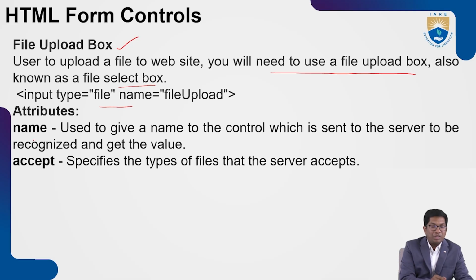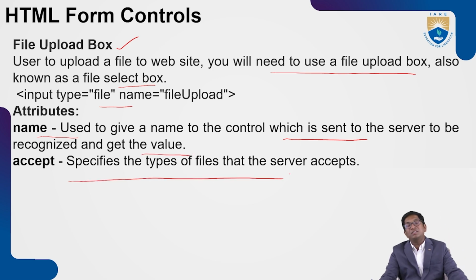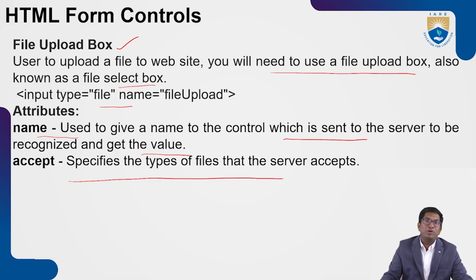Right. In this we have two attributes: one is name, another one is accept. Name is to identify the field, which is sent to the server to be recognized and to get the value. And accept specifies the type of file that the server accepts. Suppose you are uploading only JPG files, then you have to specify image and accept only JPG. Suppose you are uploading PDF files, then you accept only PDF. Other than that, you will not accept it. Then you have to specify the accept attribute. So that is the file upload box control.